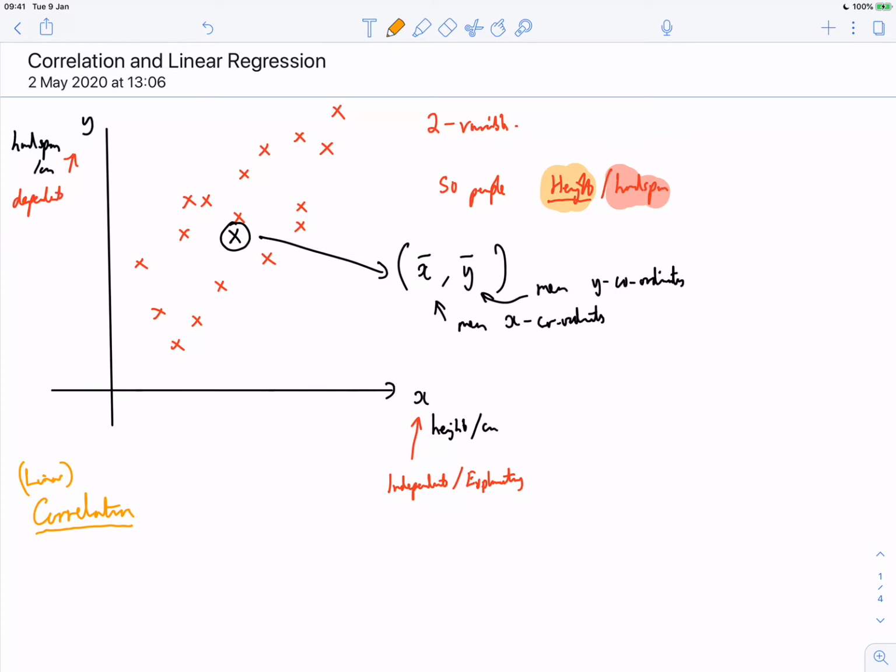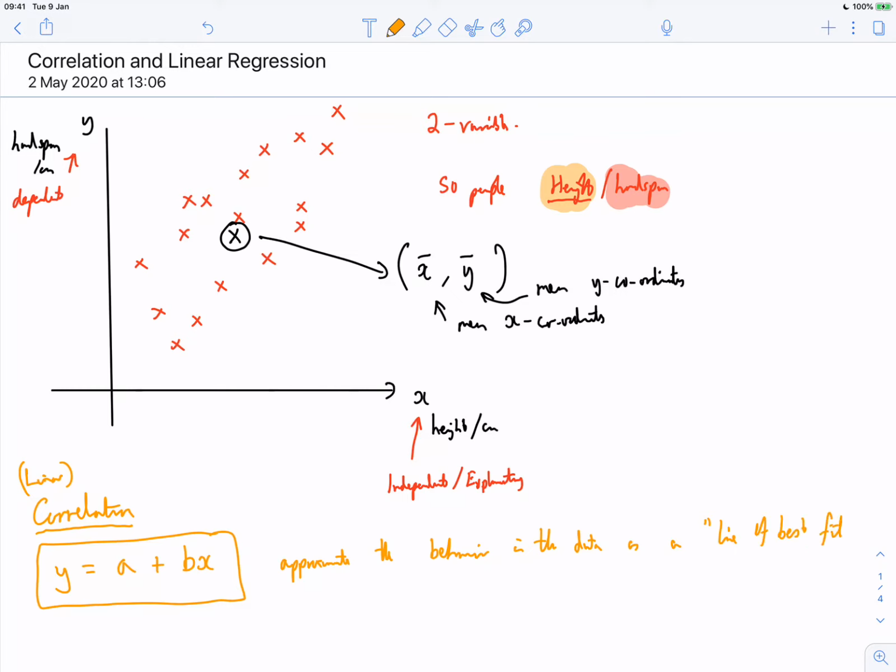And essentially, a linear regression is plotting this as y equals some constant plus another constant times x. And what it's trying to do is approximate the behavior in the data as a line of best fit. Okay, so, oh, it's not correlation, you silly boy. This is regression.